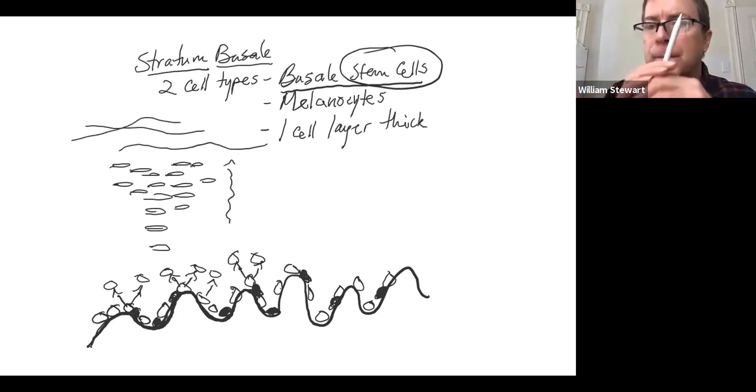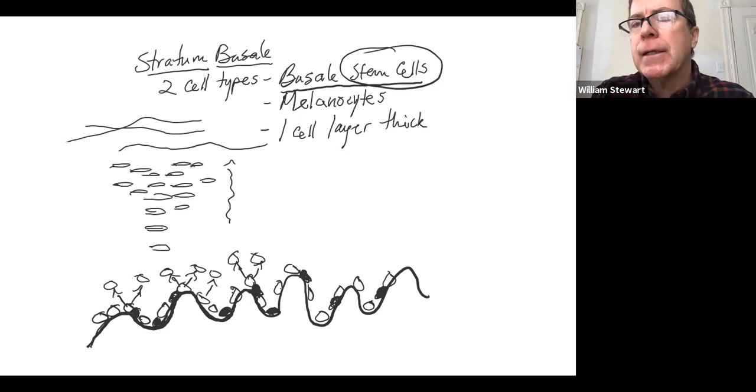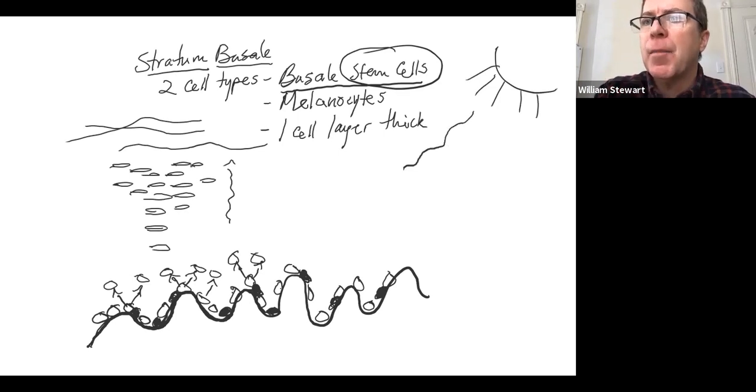The melanocytes, when UV light, so I'm going to draw a sun, when UV light from the sun penetrates our epidermal skin and penetrates down to these melanocytes, they produce this pigment called melanin that sort of oozes out of these melanocytes. It helps protect these basal stem cells. It protects the melanocytes themselves. It also enters this pigment.